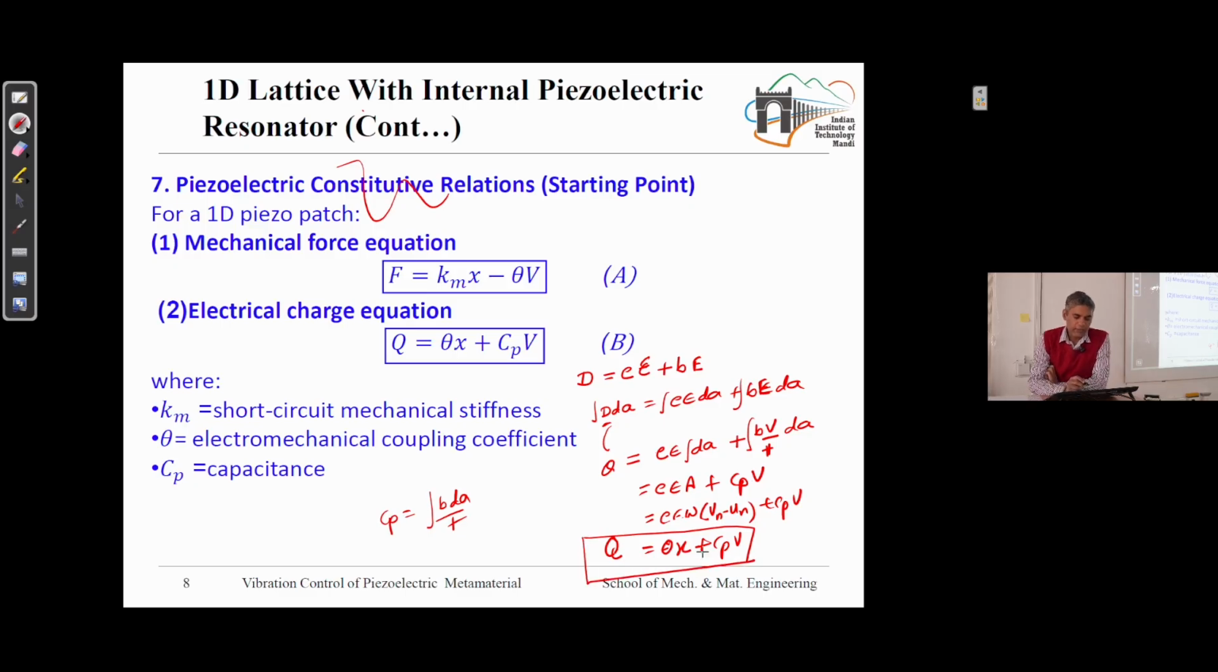The same type of change we can do in our inverse piezoelectric equations. So we have this equation. Now, we want to implement these equations for the local resonator and how it would be.